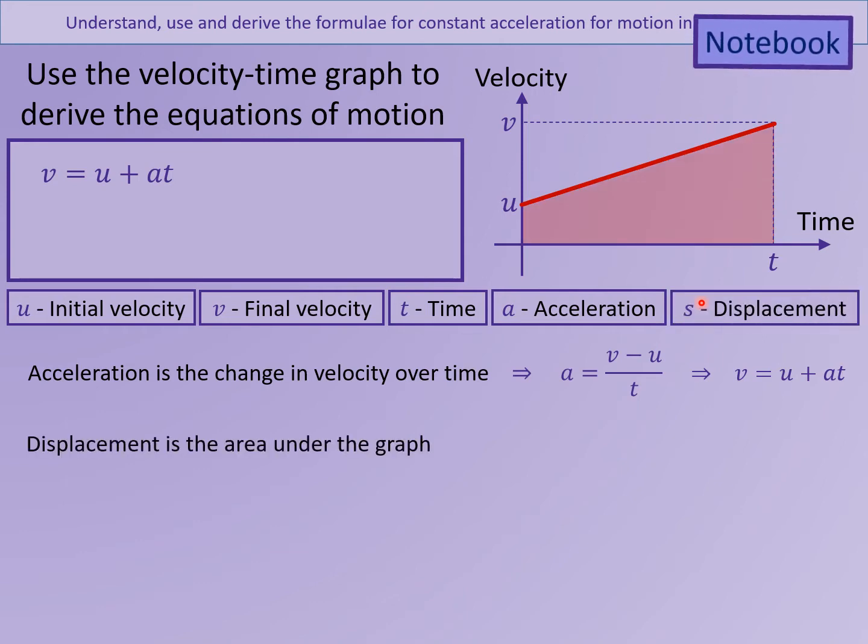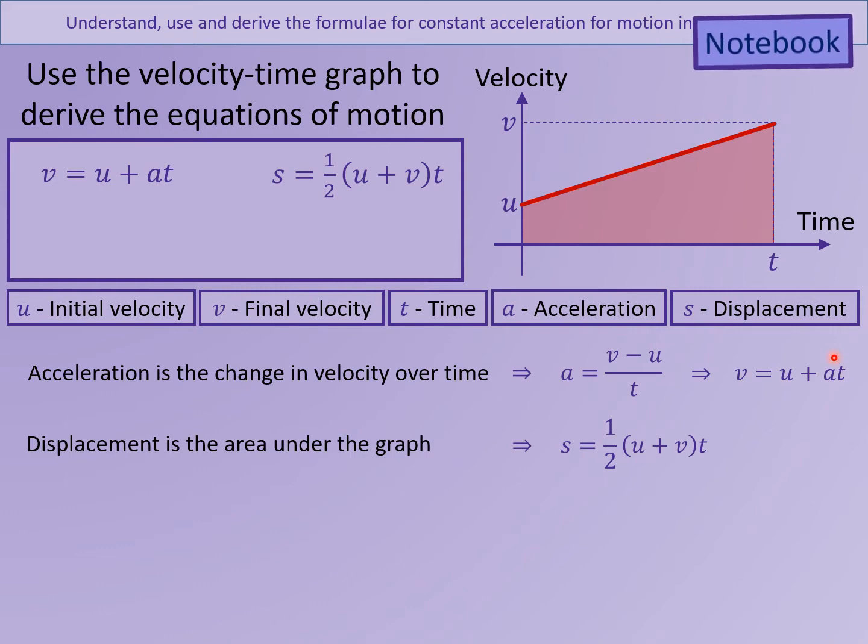Next, we can use the fact that we know displacement is the area under a graph. Now the letter S is generally used for displacement. The area under this graph is a trapezium. We know the formula for a trapezium is a half of a plus b multiplied by h, where a and b are the parallel sides and h is the distance between. So adjusting for the letters that we are using, we get S, which is the displacement, the area under the velocity time graph, equals a half u plus v, which are the two parallel sides, multiplied by t, which is the distance between. This gives us our second equation of motion.